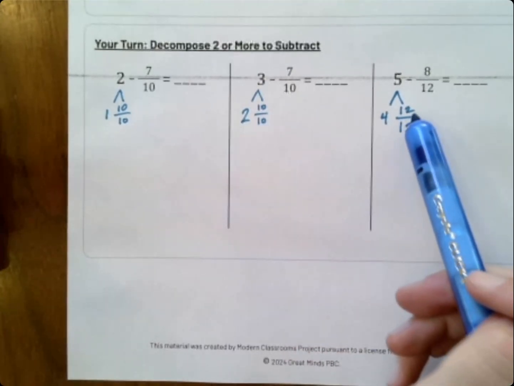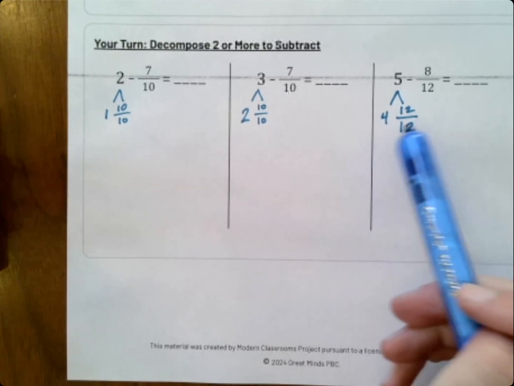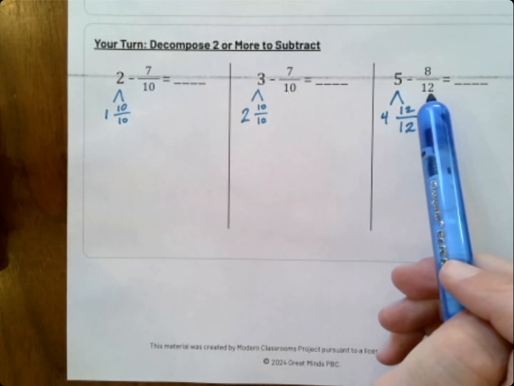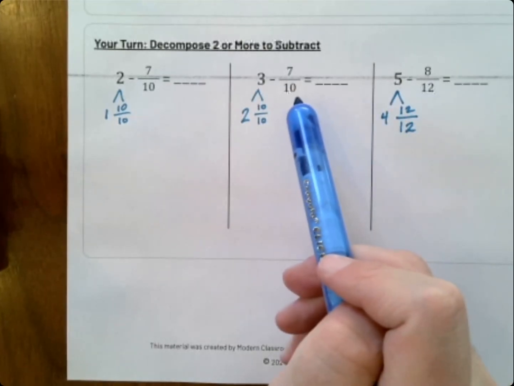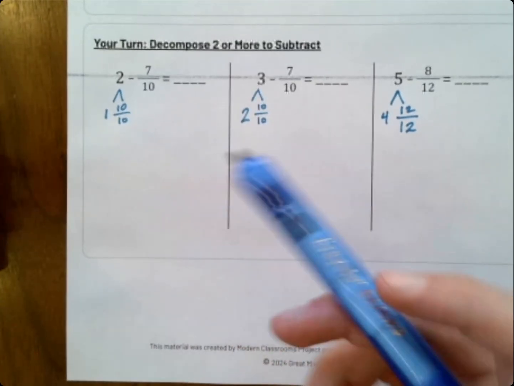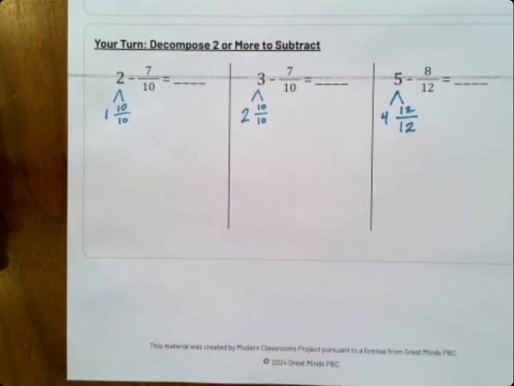And then here we should have decomposed 5 into 4 and then 12 twelfths, because we know our result will be between 4 and 5. In each case, we're subtracting a fraction less than 1. We know that because our numerator is less than our denominator. So if you did not decompose your numbers like this, go ahead and pause the video and try that, and then you can come back in a few moments to see the number lines and the solutions. All right, so just make sure you've got that decomposing settled.